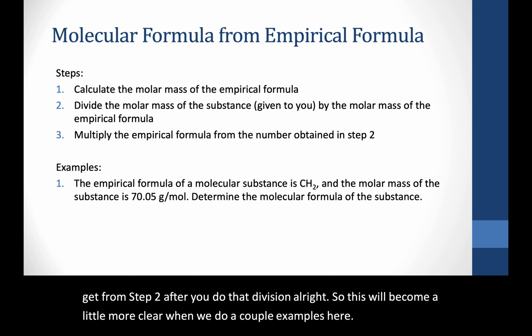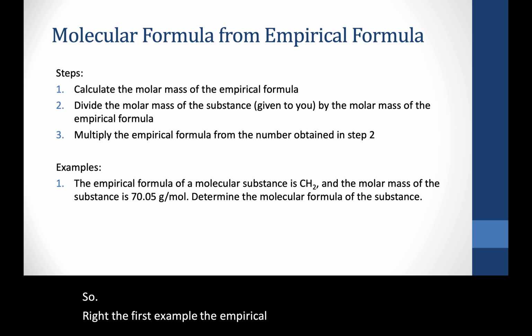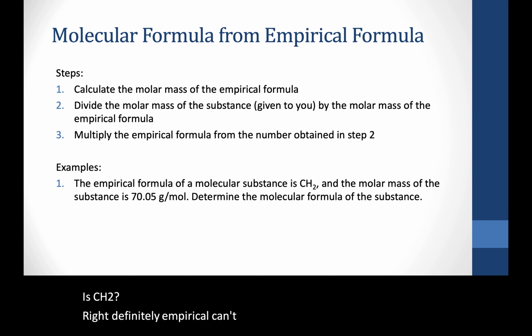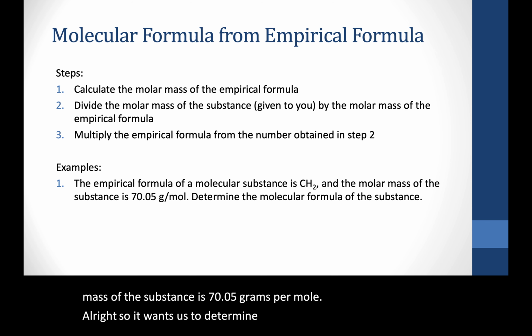So, first example. The empirical formula of a molecular substance is CH2, right? Definitely empirical, can't get a smaller ratio than that. The molar mass of the substance is 70.05 grams per mole. All right, so it wants us to determine the molecular formula of this substance.